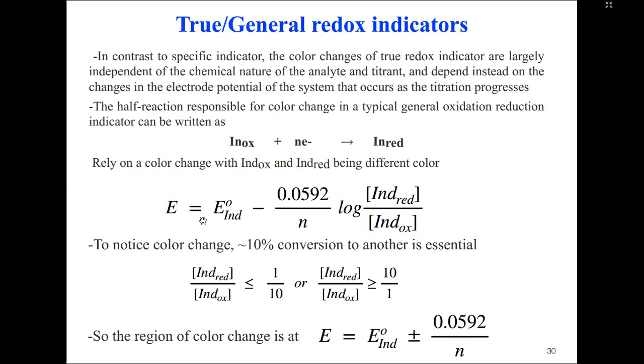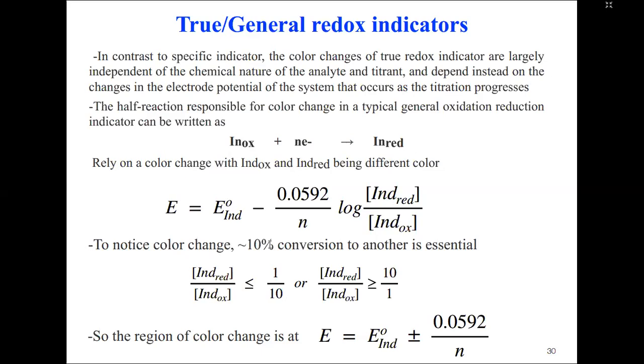Let's understand this. E is the reduction potential. E naught is the standard reduction potential of the indicator. This is also a known value. Minus 0.0592 divided by N. What is this N? N is the number of electrons involved in the reaction given on top. Times log, product divided by reactant. The product is the concentration of the reduced form divided by the oxidized form.